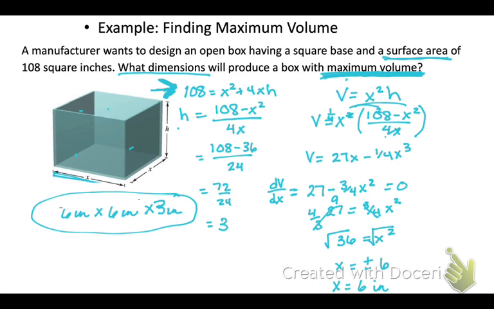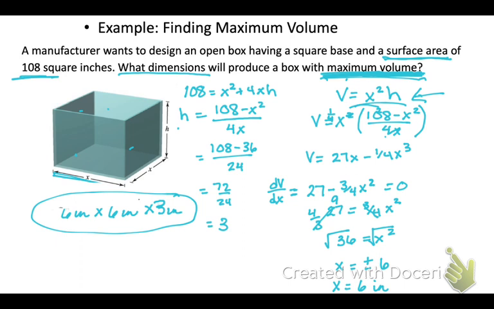So how did we figure out what we were doing? Why did we do 108 equals? Because the surface area is 108. Right, because it tells me the surface area is 108, so that gives me an equation that I can use and solve for variables, right? Yes. Okay, and then why did I do volume? Because we need the maximum volume. So whatever you're minimizing or maximizing, that's what you're going to be taking the derivative of. Make sense?